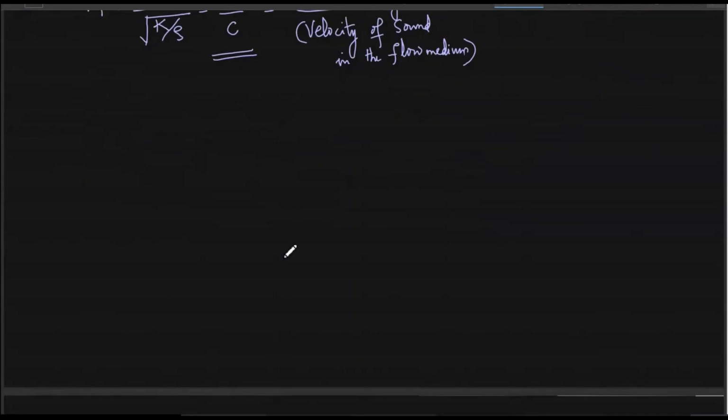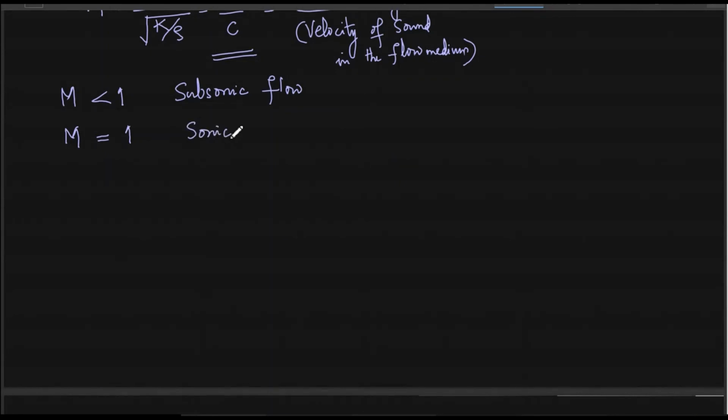You must have heard about aircrafts with Mach number 1, Mach number 2, etc. Normally we say M is less than 1, so we say subsonic flow. And M is equal to 1, that means the flow velocity is same as the velocity of sound in the flow medium. V and C are equal, and that is sonic flow. And high Mach number flow, M greater than 1, that is supersonic.